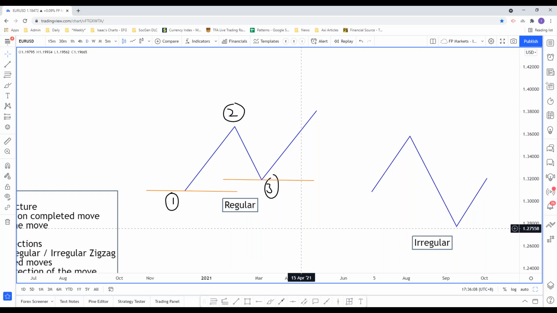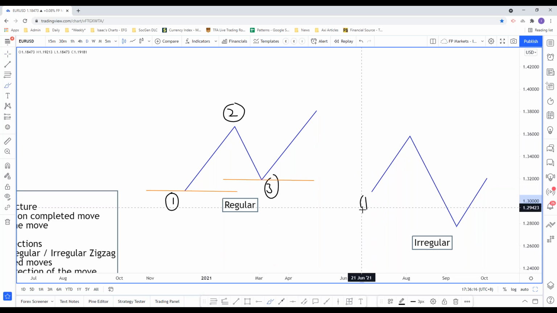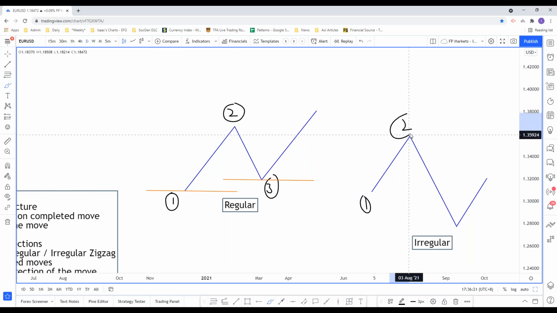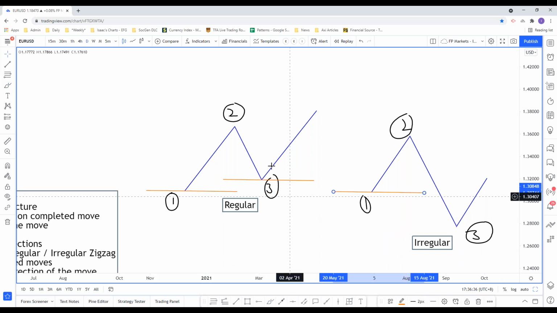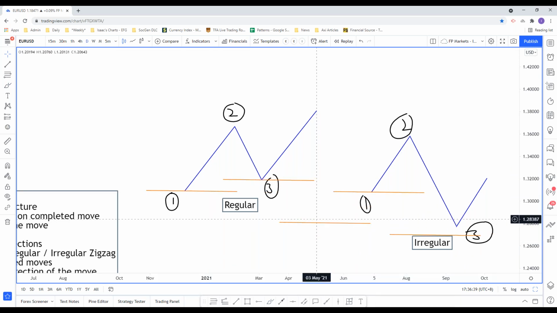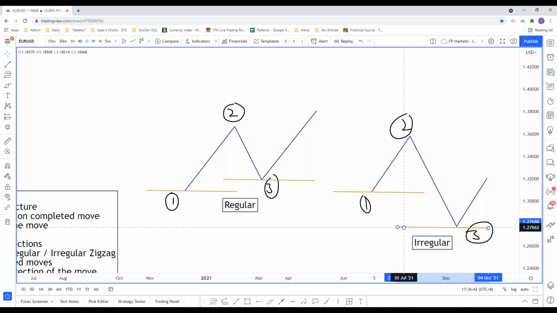Now, on the other side, you have the irregular zigzag. Same naming conventions. You have a swing low, and then after that, it pushes up, it forms a swing high, point 2. Now, point 3 is a lower swing low compared to point 1. Just to show you guys, the difference is that point 1, the swing low, starts here. Point 3, you have a swing low that is lower, that goes below point 1.